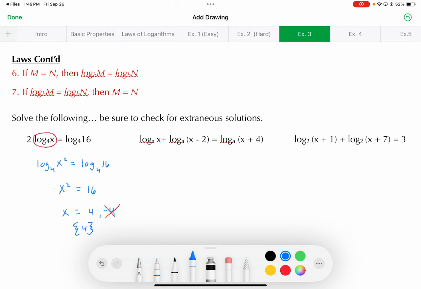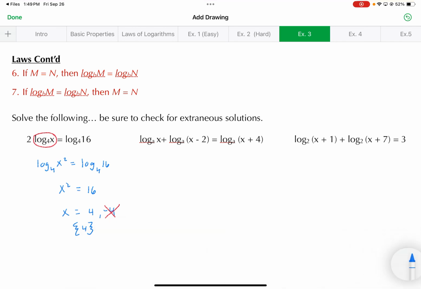All right, so in the middle equation there, we have two logarithms being added together on the left side. So first thing I probably should do is condense those down, right? I'm going to use a product property here. Make this log base A of x times x minus 2 is equal to log base A of x plus 4.